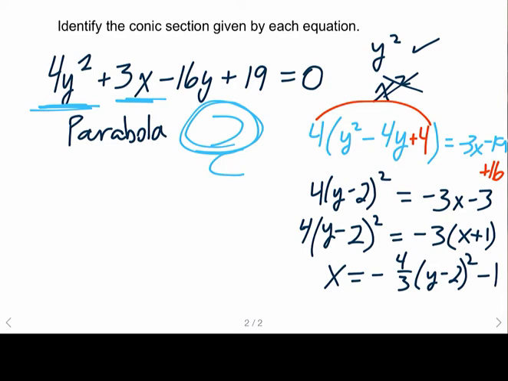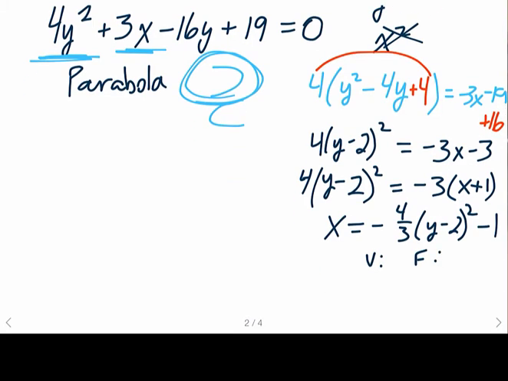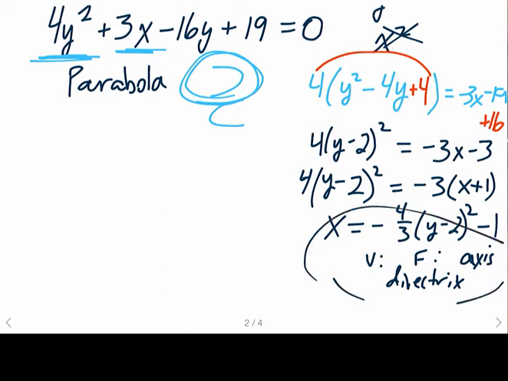And then from there I can find the vertex and the focus and the axis of symmetry and the directrix. And then we would use all that information and draw a graph. I know that was kind of quick and just a little bit sloppy, but again, I'm just trying to help you to figure out how you can get pointed in the right direction.